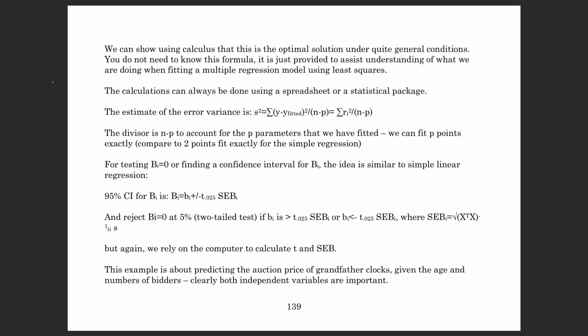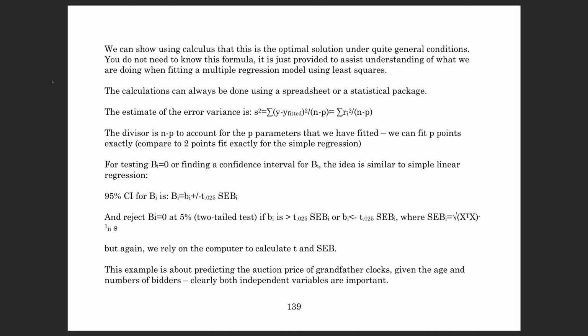So what about the error variance, S squared? If you remember in the previous case, we had the sum of the squared residuals divided by n minus 1. So the difference here now is that we're dividing by n minus p because we need p data points in order to fit the line exactly. So until we have at least p data points, we have no information about S squared because it will be a perfect fit through anywhere up to p points.